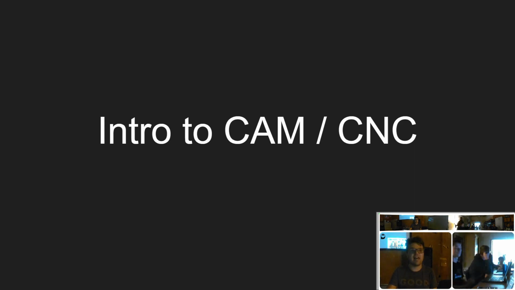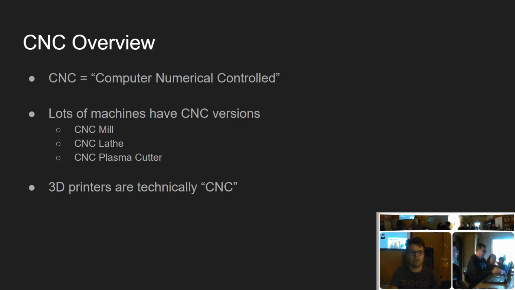So what is this class? This is Intro to CAM/CNC, specifically talking about Fusion 360. So what is CNC? CNC is a terrible, really old acronym that stands for Computer Numeric Controlled. There are a lot of CNC machines out there: mills, lathes, plasma cutters, water jets, laser cutters. If it's a robot and it's doing manufacturing, generally nowadays we call that a CNC machine.